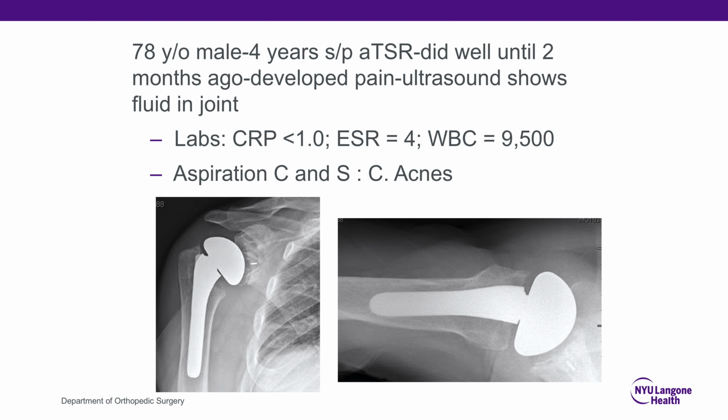So this is one example, a patient 78 years old, 4 years after an anatomic total shoulder replacement, did well until 2 months before, developed pain, ultrasound showed fluid in the joint, SED rate and C-reactive protein were normal, white blood cell count peripherally was 9,500, but the aspiration grew C. acnes, a common scenario for many of us.